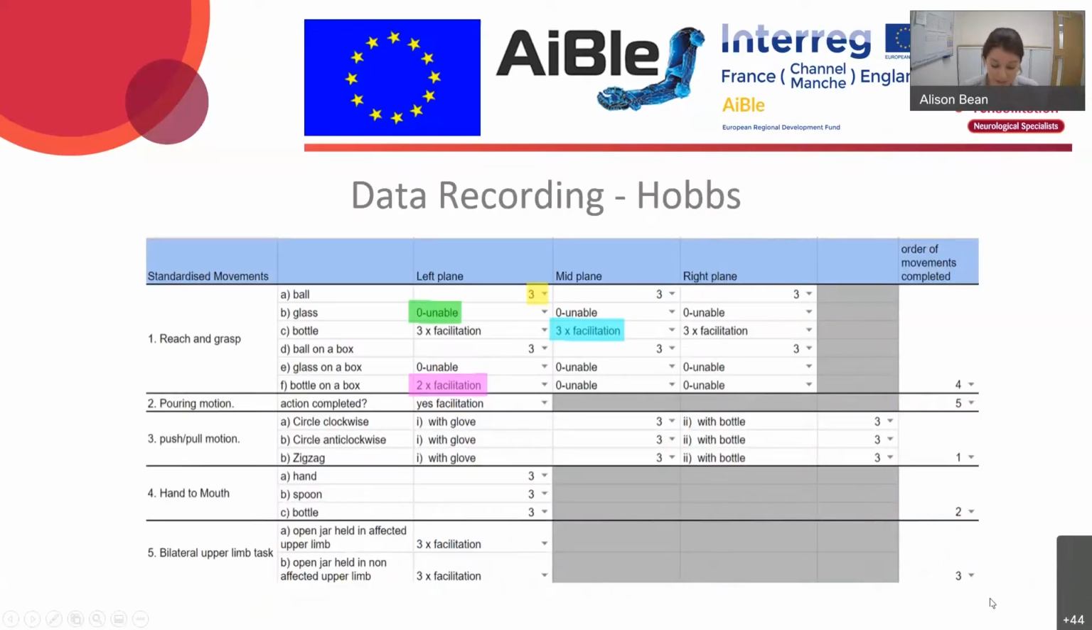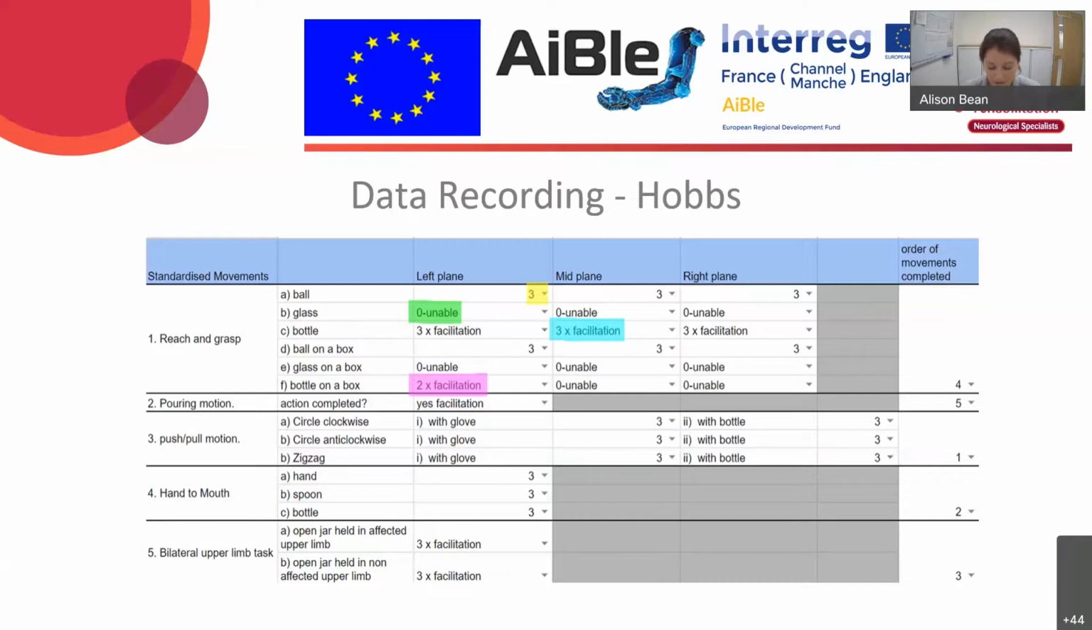So during the data collection, Hobbs used a recording sheet like you can see on the screen here, where we recorded how many of the 3 reps of each movement a patient completed, along with whether or not they needed assistance for that movement. So here you can see that there are some movements where a participant was able to complete all 3 reps independently, shown here in yellow. There were some movements the patient couldn't complete at all, which are marked in green.